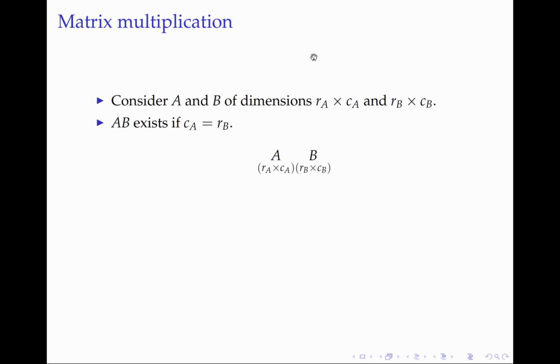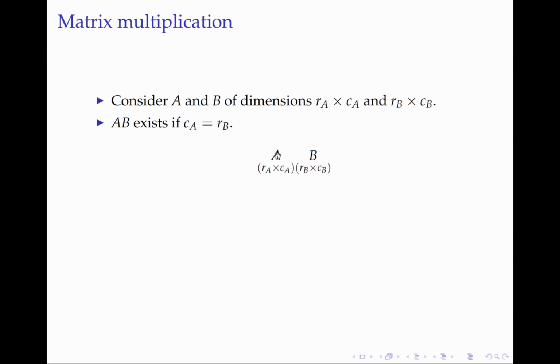Now, matrix multiplication, multiplying two matrices together, is a bit more involved. So let's suppose we have two matrices, A and B, that we want to try to multiply together. And the dimensions are important. We need to keep track of these here. So A has dimensions RA times CA, rows, columns, and B has dimensions RB times CB. Now, we can multiply A times B if the columns in A match the rows in B. There are the same number of columns in A as there are rows in B.